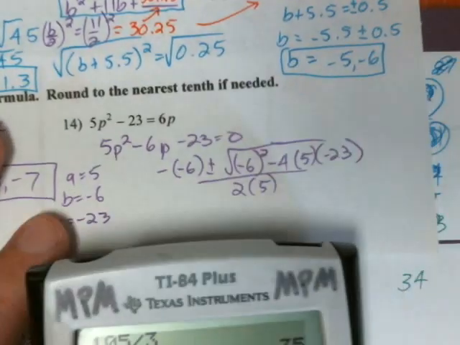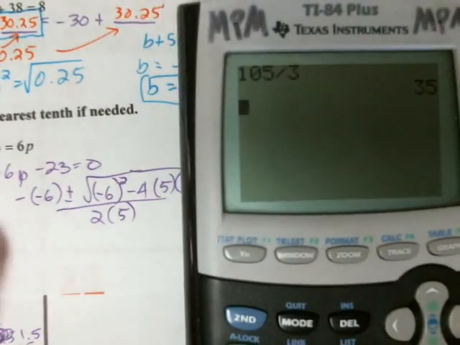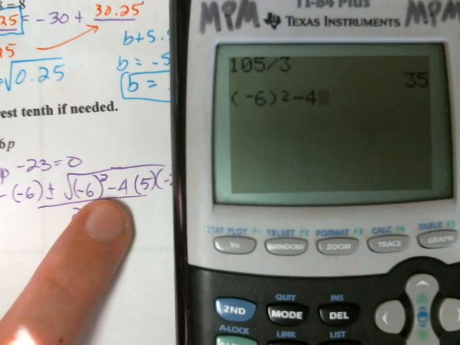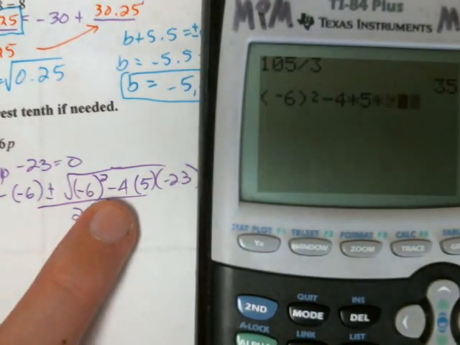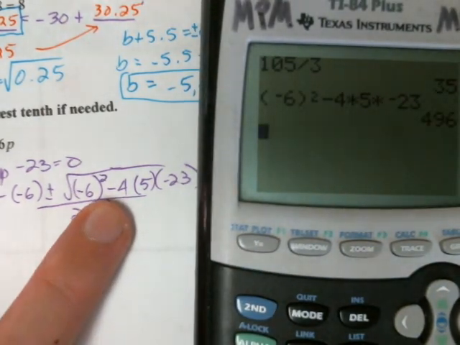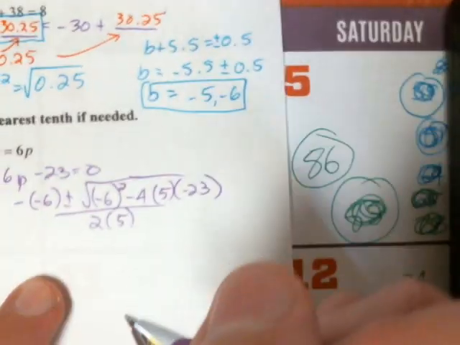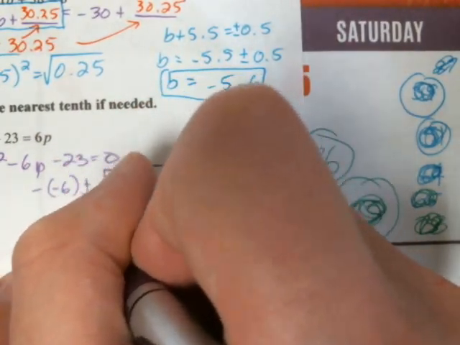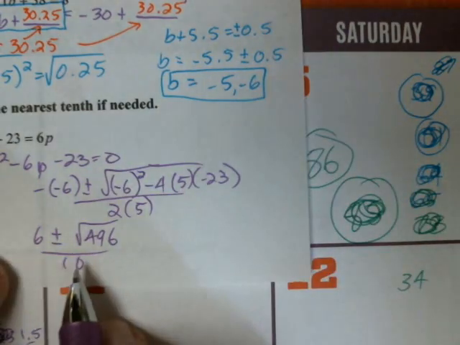So I type all this in my calculator. You got to put that in parentheses. So I'm going to do parentheses negative 6 squared minus 4 times 5 times negative 23. That comes out to be 496. So I got negative negative, make that a positive. So I've got 6 plus or minus the square root of 496 all over 10, okay?